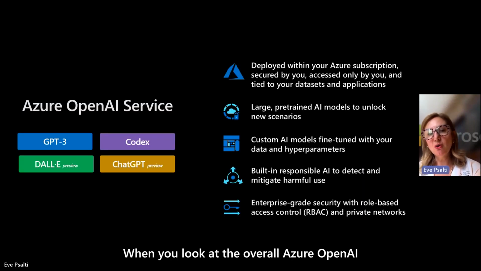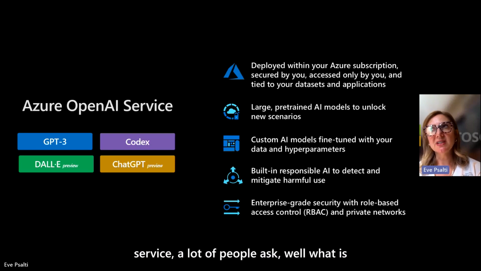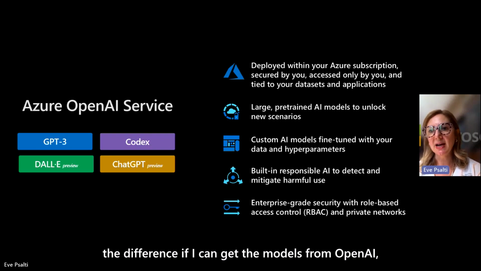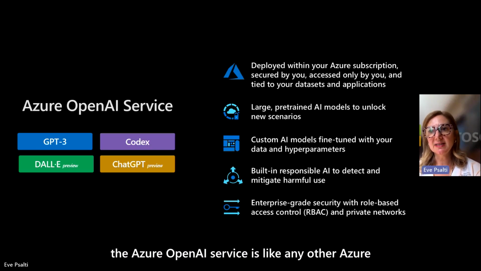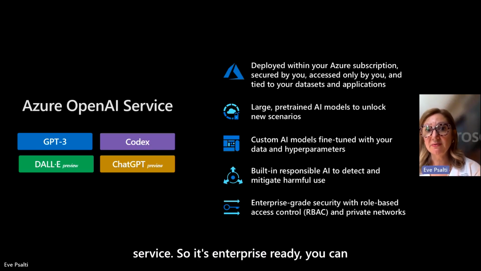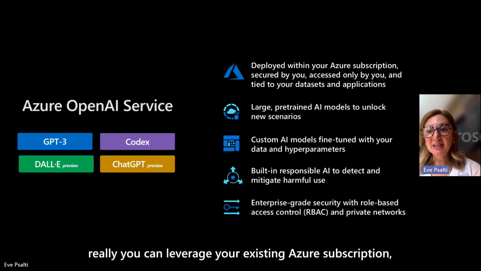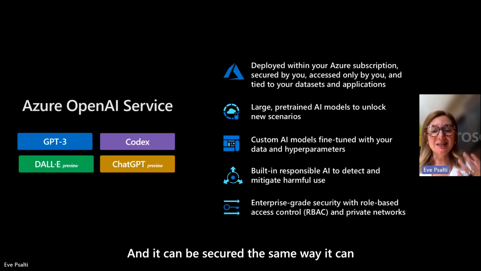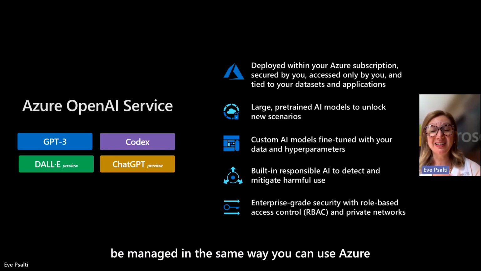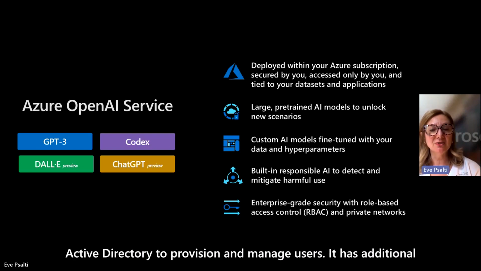And when you look at the overall Azure OpenAI service, a lot of people ask, well, what is the difference? If I can get the models from OpenAI, why do I need Azure? I would say that the Azure OpenAI service is like any other Azure service. So it's enterprise ready. You can leverage your existing Azure subscription. You can deploy it through your Azure subscription. It can be secured the same way. It can be managed in the same way. You can use Azure Active Directory to provision and manage users.